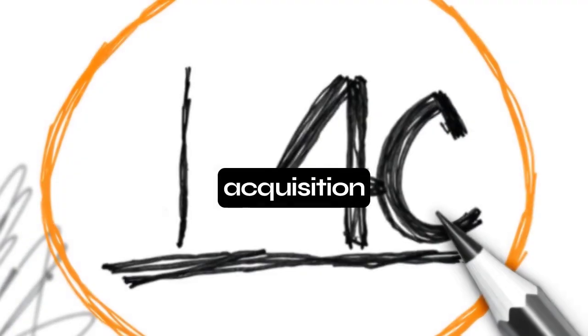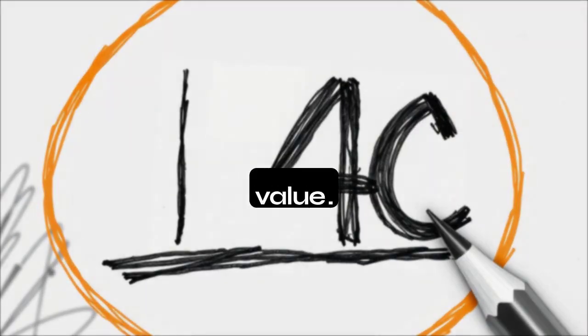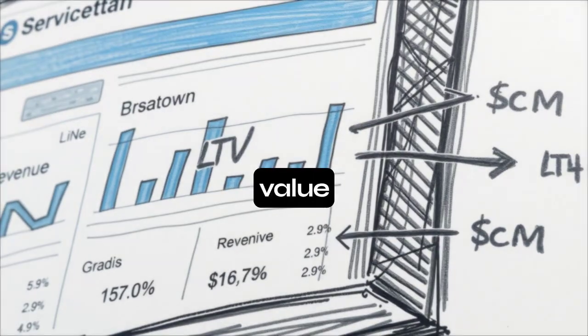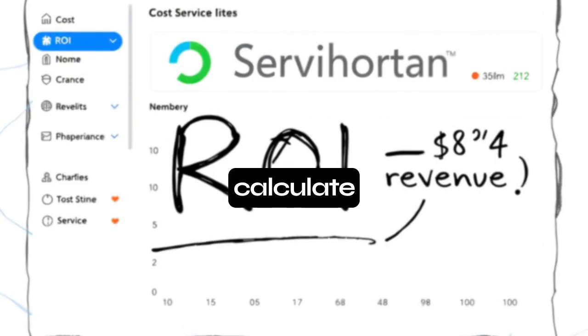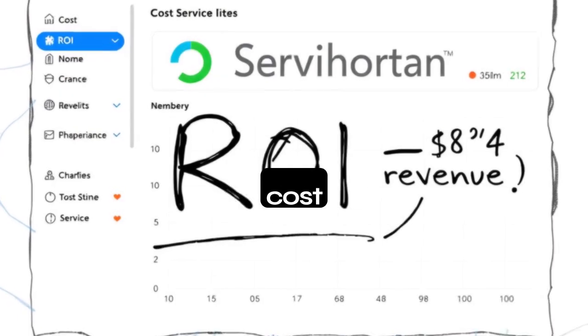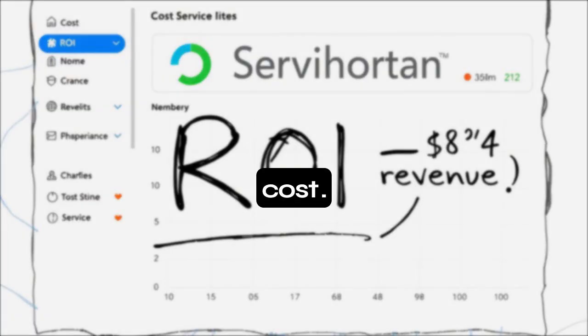Locate customer acquisition cost labeled CAC and note the value. Find lifetime value or LTV per customer in the revenue breakdown. Calculate ROI, subtract marketing cost from revenue, then divide by cost.